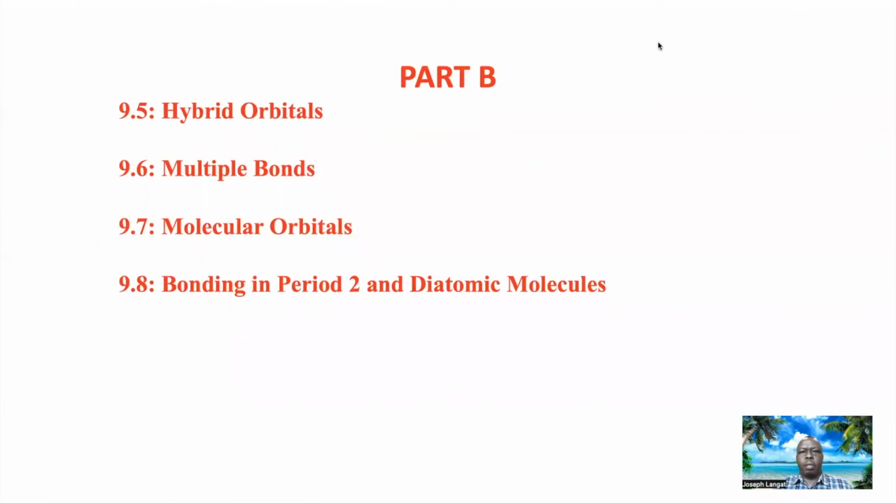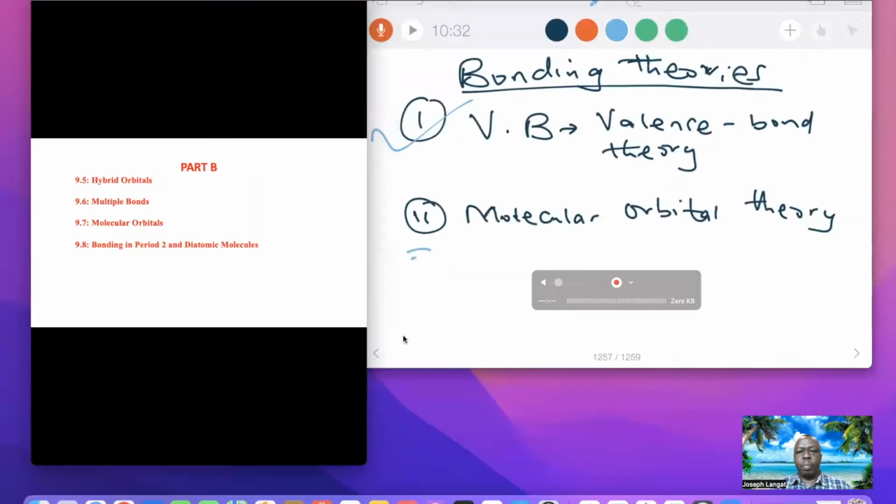Welcome to part B of chapter 9, our lecture. In part A, we covered section 9.1 through section 9.4. In part B, we will look at section 9.5, hybrid orbitals, 9.6, multiple bonds, that's double bond, triple bond, and then molecular orbital, the second theory in chemical bonding. Remember, there are two theories as far as the formation of covalent bonds.